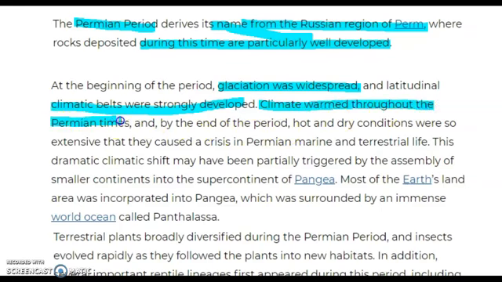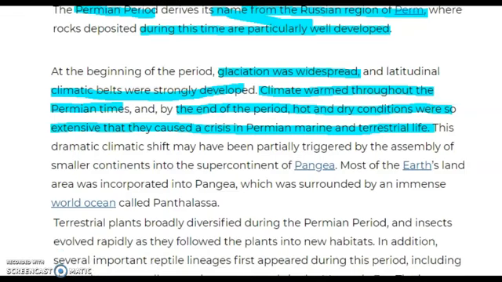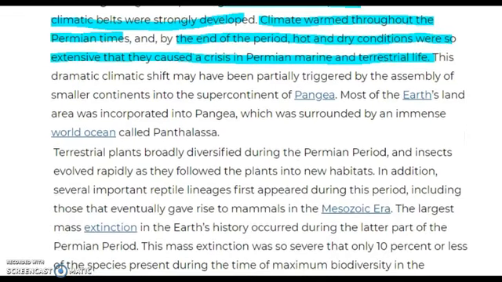By the end of the period, the Permian-Triassic extinction, the largest extinction in the geological history of Earth, caused a crisis in Permian marine and terrestrial life. Temperatures were high, as we will see later in the video when we discuss the paleoclimate of the Permian period. This dramatic climate shift may have been partially triggered by the assembly of smaller continents into the supercontinent of Pangaea.